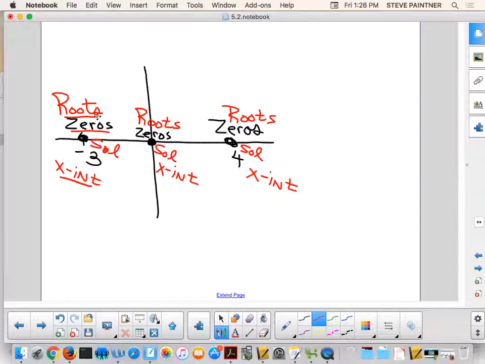Now, why is this so important to you? Because you're going to graph polynomials. And if you graph polynomials, you have to understand your answers are just the what? X-intercepts. So didn't I just find how many points on my graph? 3. Now, here's what you can do now.